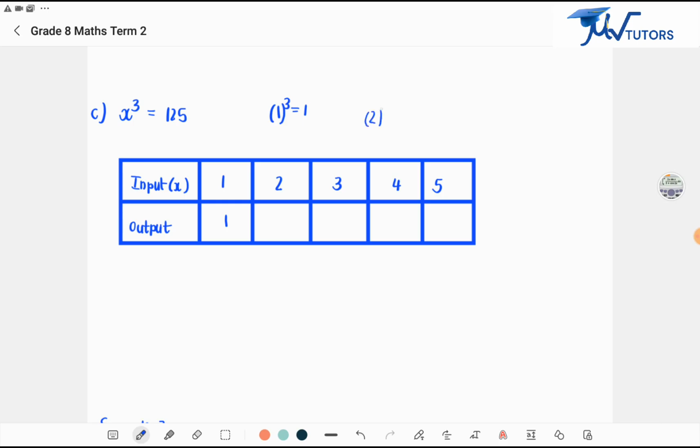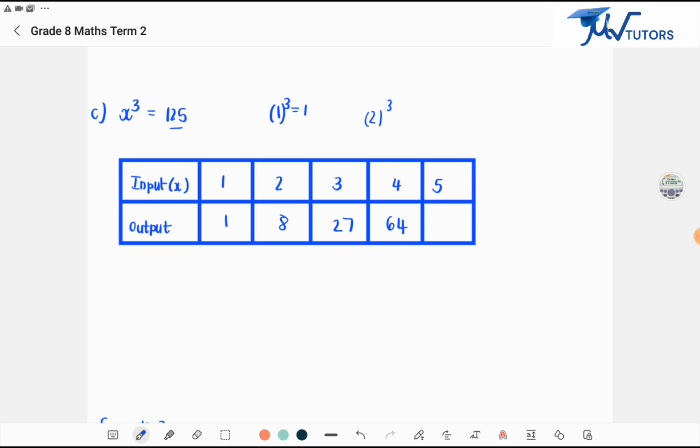Okay, and then if we have 2 to the power 3, that's basically 2 times 2 times 2, which will be 8. Okay, so we're not there yet at 125. How about 3 to the power 3? So 3 times 3 is 9, times another 3, it's 27. How about 4? We just calculated it, right? 4 times 4 is 16, times 4 is 64.